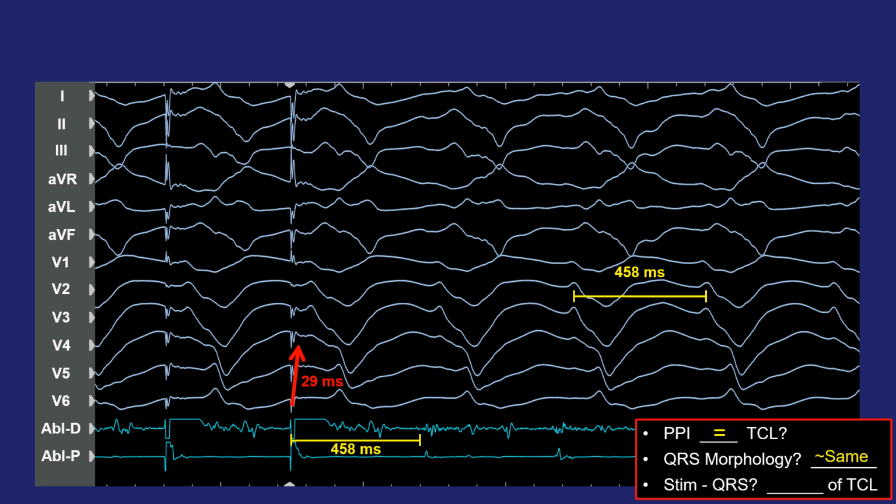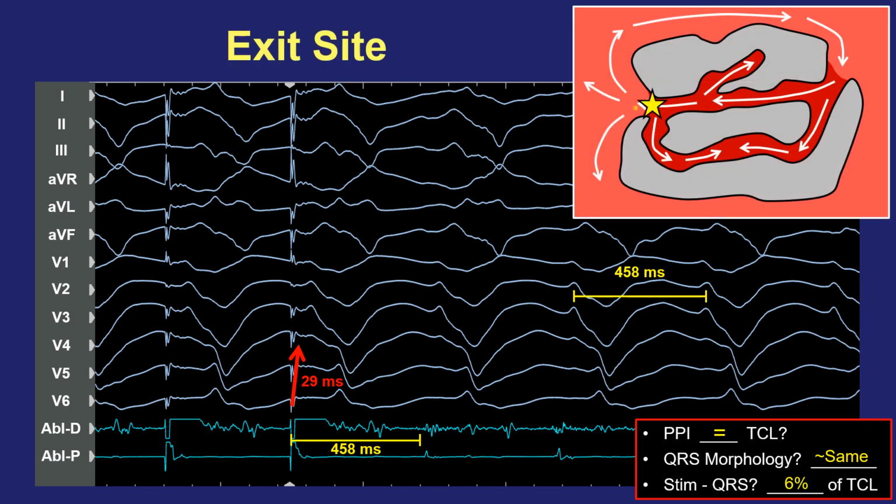And the stim to QRS is really short. And what percentage of the tachycardia cycle length is that? That's 29 milliseconds, again, from stim to the beginning of the QRS here, compared to the VT cycle length, that's 6%. And remember, that means that we're at an exit site. We're at less than 30. We're close to here, so we're right there at an exit site.